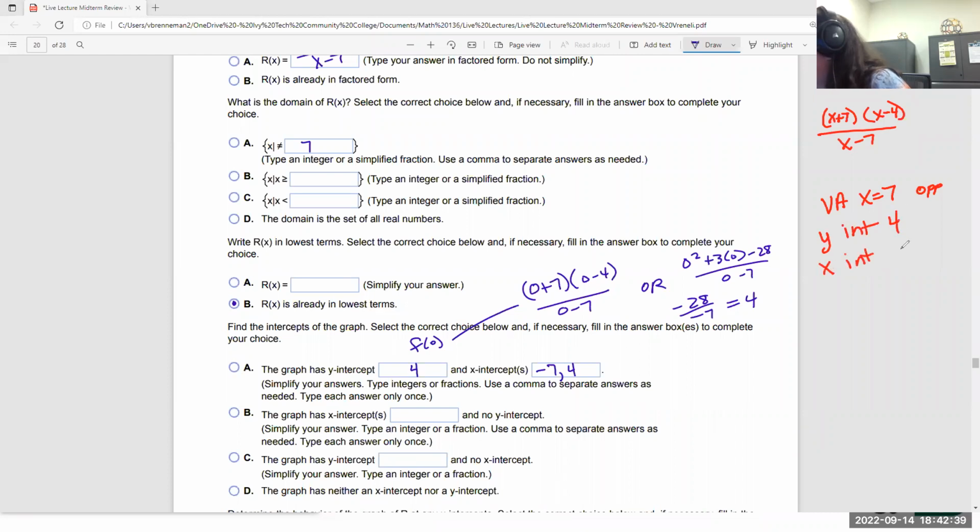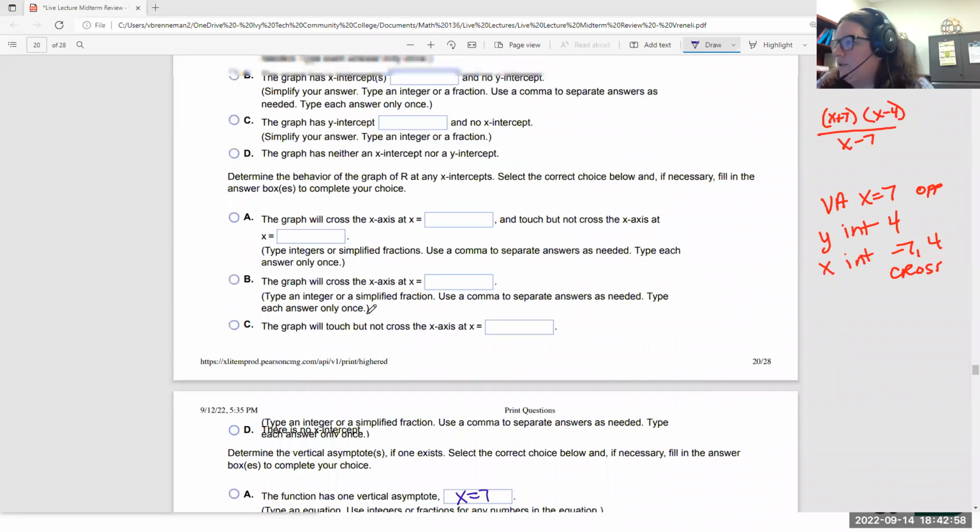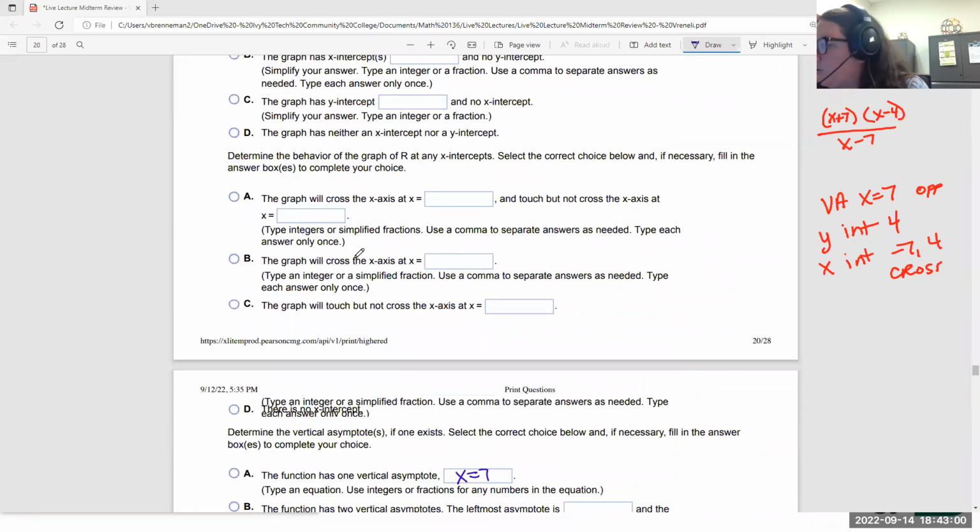The x-intercepts there at -7 and 4 both cross. Nothing was squared, none of the factors were squared here. So the graph is going to cross at those points. So that brings us to this next part. Will cross the x-axis at each of those values. When you're just listing those numbers, they can be in either order.